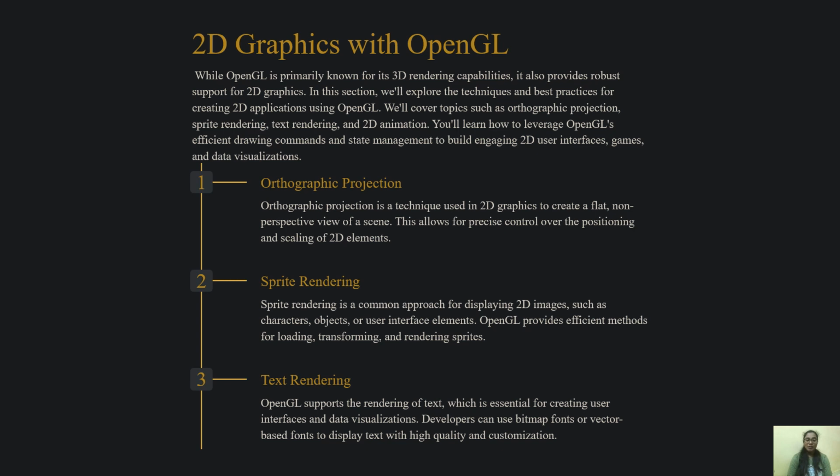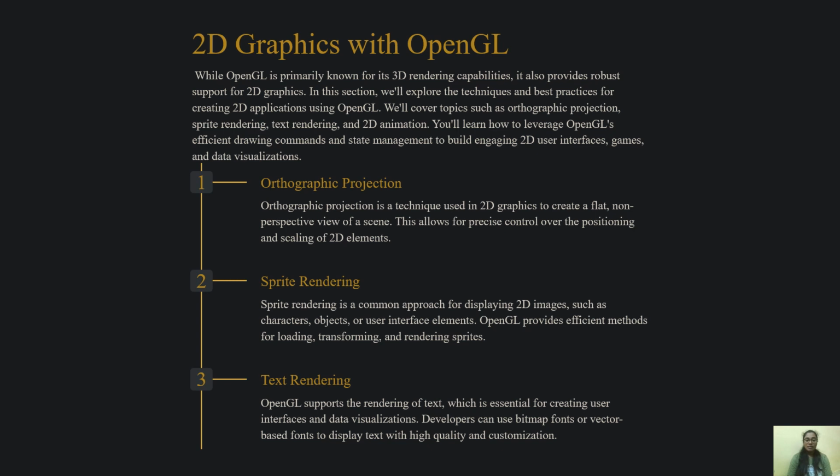Sprite rendering. Sprite rendering is a common approach for displaying two-dimensional images such as characters, objects, or user interface elements. OpenGL provides efficient methods for loading, transforming, and rendering sprites.